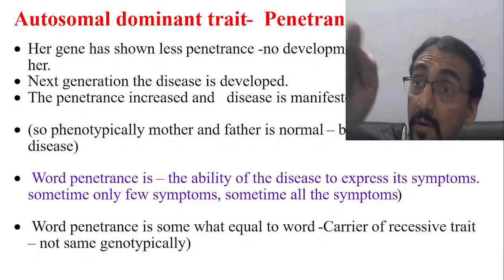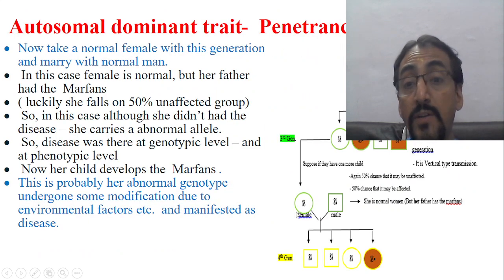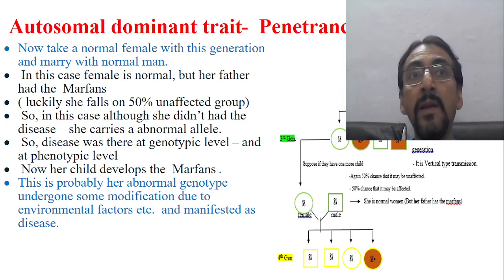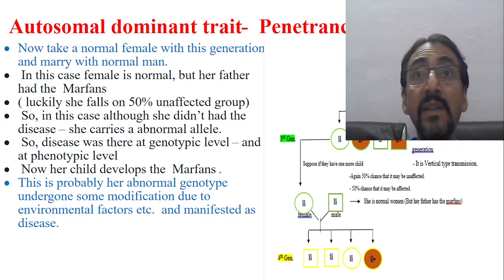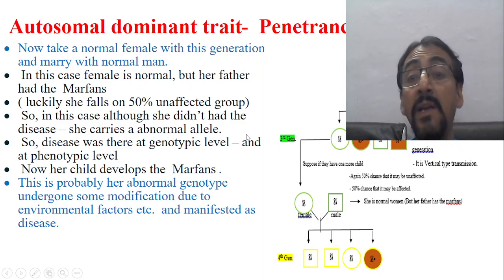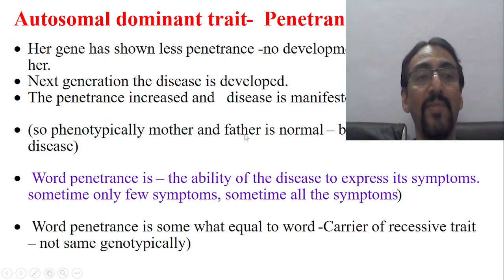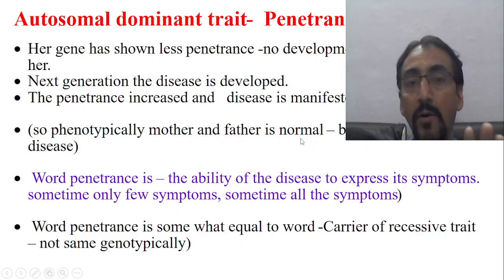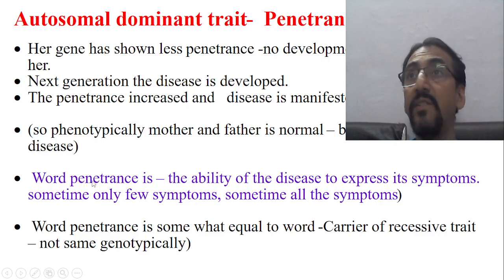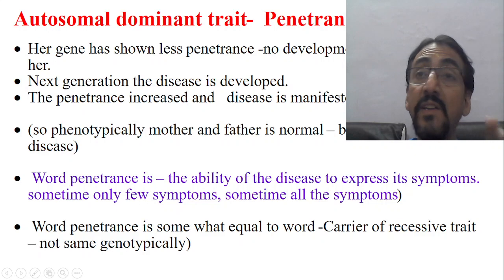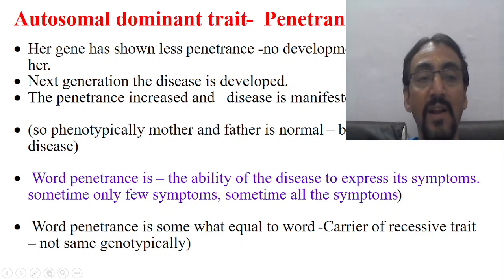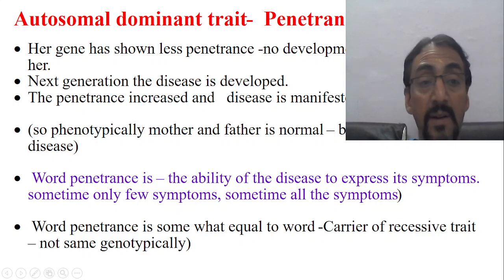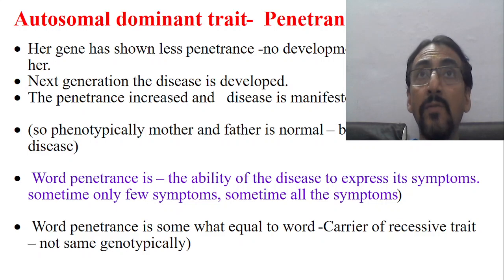Although this particular female was looking normal phenotypically, by external looking she is normal and doesn't have any disease, genotypically she was not normal. So phenotypically the mother and father both are normal, but the child got the disease. Genotypically she is not completely normal, phenotypically she is normal. So the word penetrance is the ability of the disease to express its symptoms. That is called penetrance.